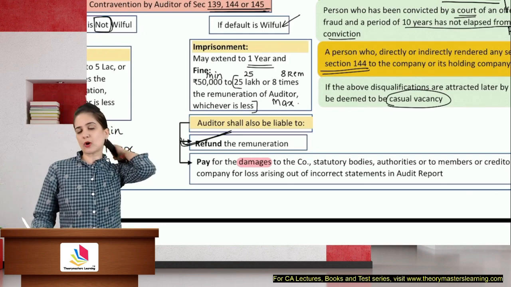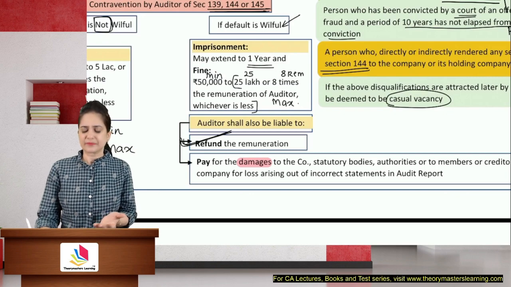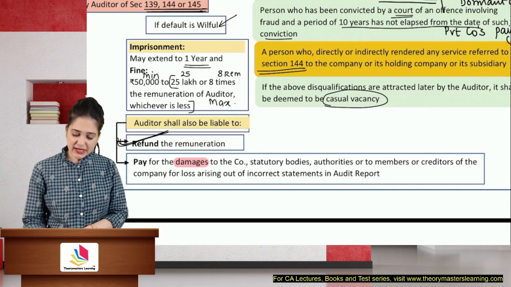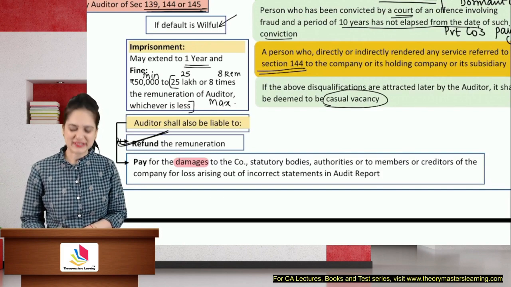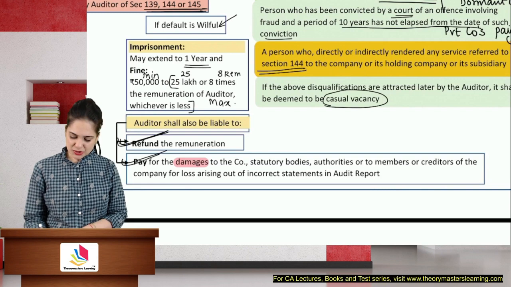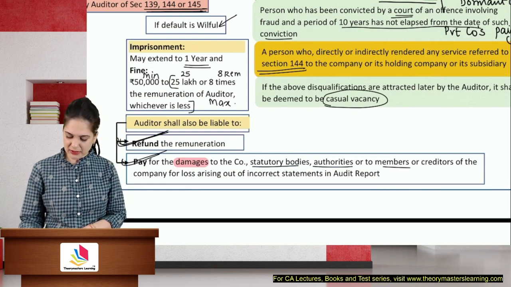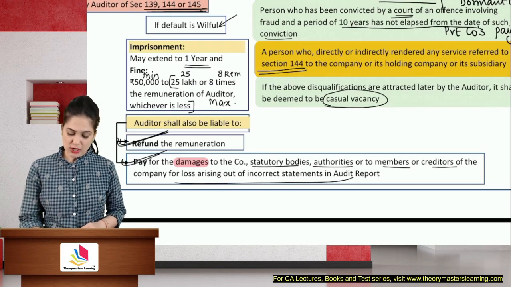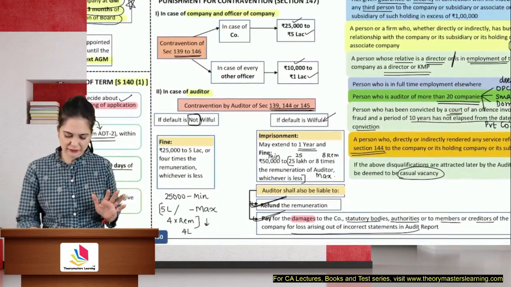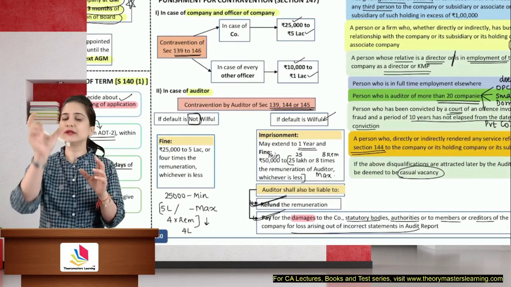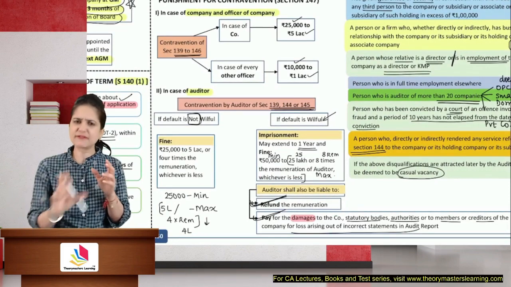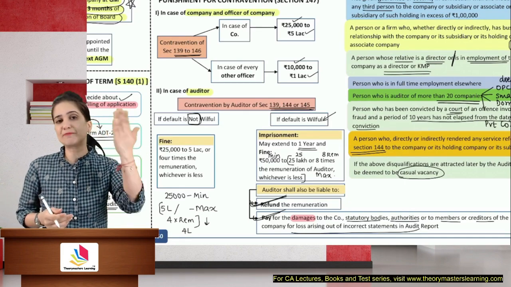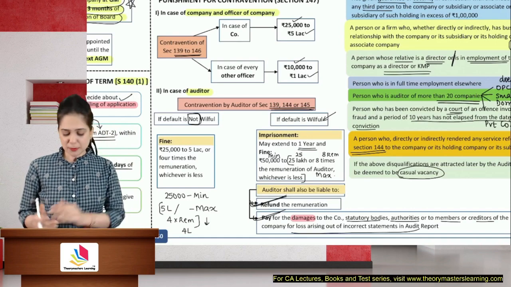If because of your false statements, company, statutory body, members, creditors, they have suffered loss, then you will have to compensate. So pay the damages to statutory bodies, authorities, members, creditors for any loss arising due to incorrect statement in the audit report. Students, you will have to by heart this. There is no other way out. That is why I have given it to you in proper tabular chart format, so that you know what is the minimum and what is the maximum penalty, what is the penalty to the company, officers and auditor. So please by heart this.